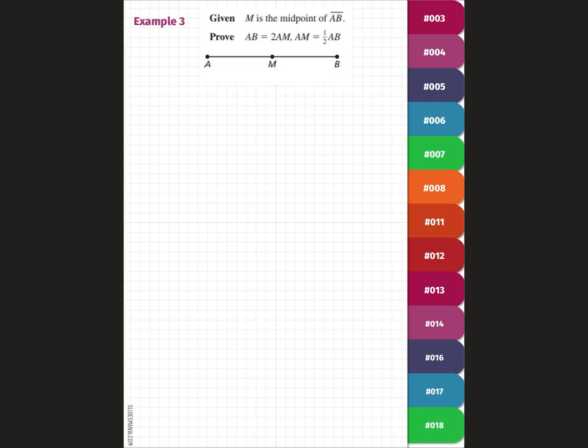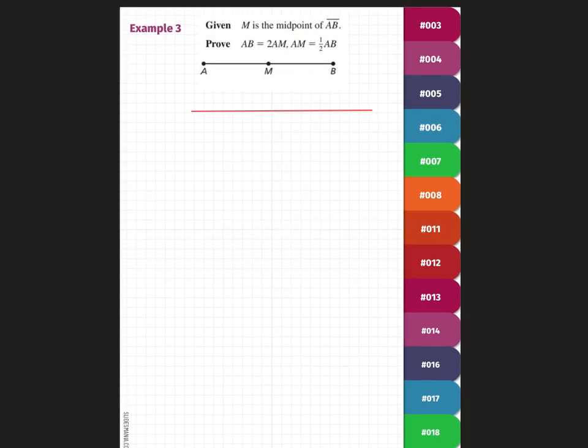So let's look at an example. Given that M is the midpoint of segment AB, prove that AB is equal to 2 times AM and AM is equal to 1/2 of AB. So let's set up. We're going to get our statements and our reasons. And of course, we're going to start with the given, which says that M is the midpoint of segment AB. And that is given.